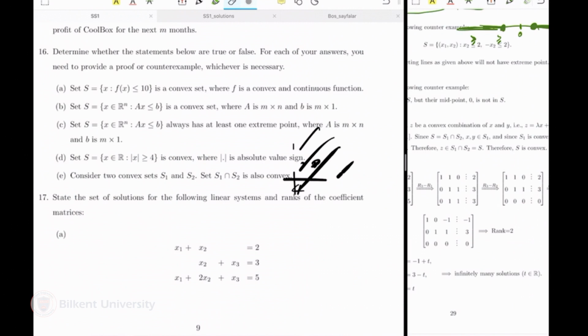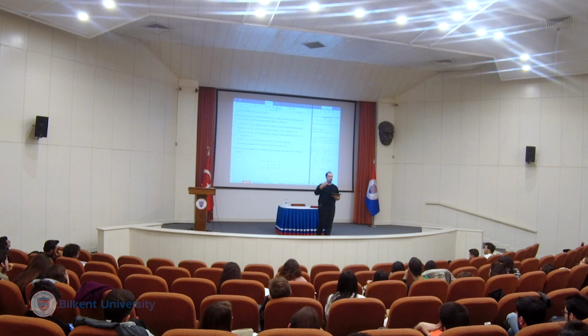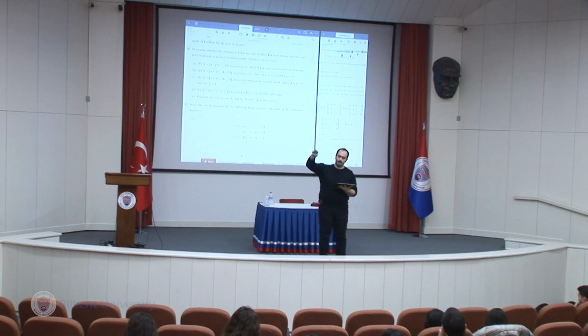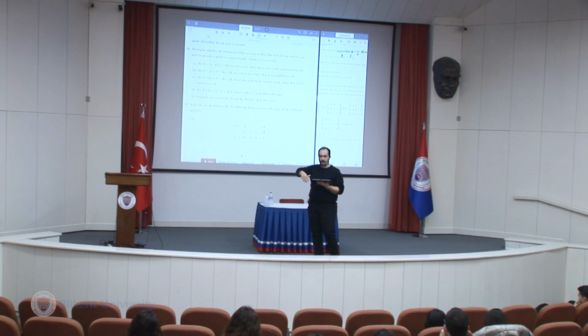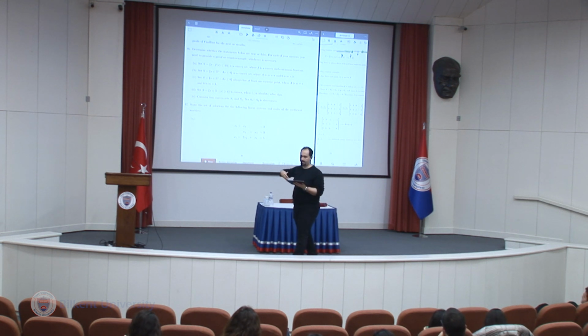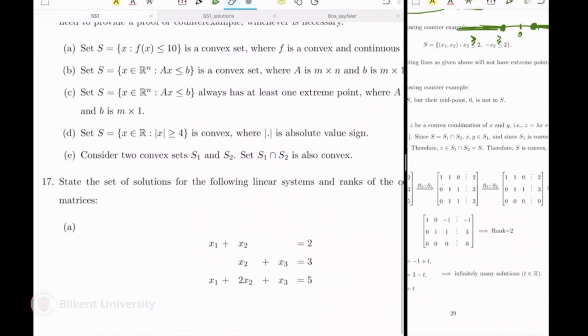So the last part, part E, is saying: consider two convex sets S1 and S2. Is their intersection convex or not? Actually, this is all happening again in linear programming. Whatever constraint we write, we say this constraint and this constraint and this constraint. These ands are practically intersections, because the point should hold in all of them. So if each one of them is a convex set, we are dealing with an intersection of convex sets, and we know that the intersection of convex sets is also convex. So this question is referring to that.